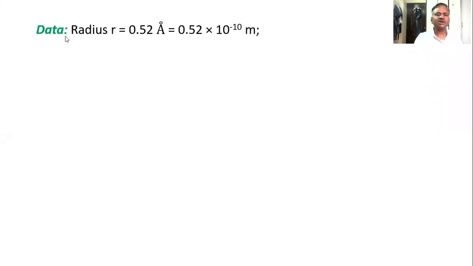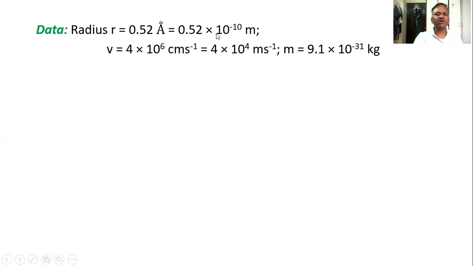One minute. Okay. What are the given data? Radius is 0.52 into 10 to the power of minus 10 meter. Velocity equals, what is the value of velocity here? 4 into 10 to the power of 6 centimeter per second divided by 100. Then it becomes 4 into 10 to the power of 4. Then the value of mass is known here.